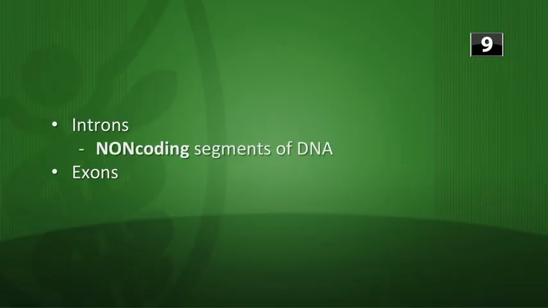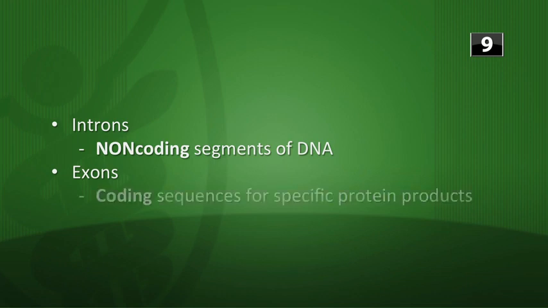Next, what's the difference between an intron and an exon? So introns are non-coding segments of DNA. Exons are the coding sequences for specific protein products. And the last question, how is transcription of the LAC operon regulated? So transcription of the LAC operon is regulated by two things, CAP, or catabolite activating protein, and the LAC repressor.